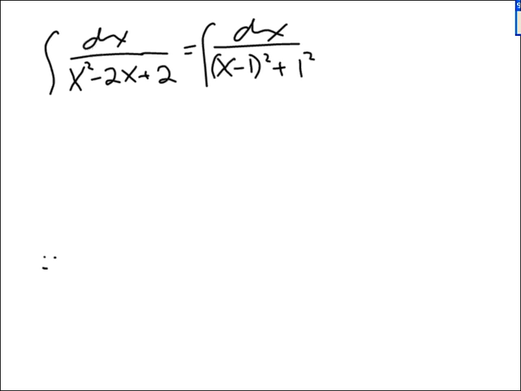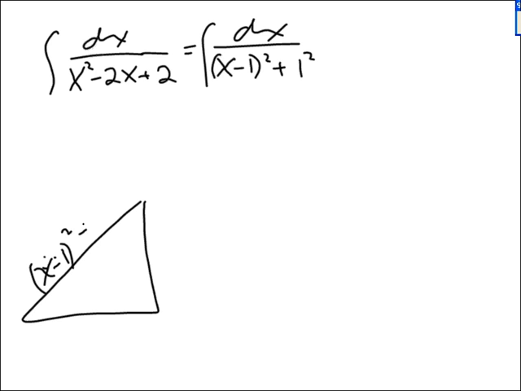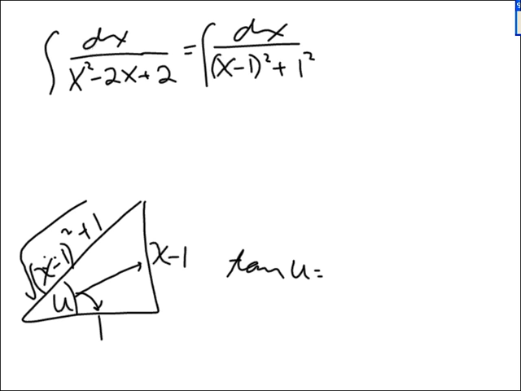So now I want to use trig substitution on this. Since everything in the bottom is being squared, that's what goes on the hypotenuse. The square root of x minus 1 squared plus 1 squared. The x minus 1 I'll put here, and since 1 is being squared, I'll put the 1 there, and I'll call that angle u. Well, the tangent of u gives me the simple stuff, x minus 1 over 1, which is just x minus 1. So that's how I write tangent of u.